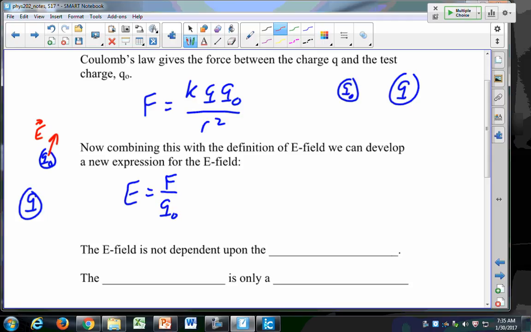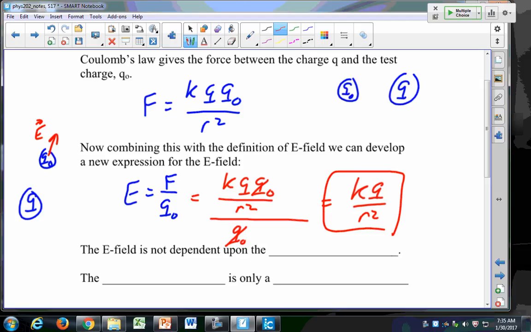But we notice that the electric field is not dependent upon the test charge, because look, if I take this one step further and I put in my Coulomb's law, and then this is all divided by Q naught, we get this expression for the electric field that is KQ over R squared. This is on your equation sheet, so no need to memorize it. But do note that it looks very similar in form to Coulomb's law, and for good reason, because it's based on Coulomb's law. In fact, Coulomb's law is our fundamental idea, and then we'll extend it to fields, and then we'll extend it later to potential.